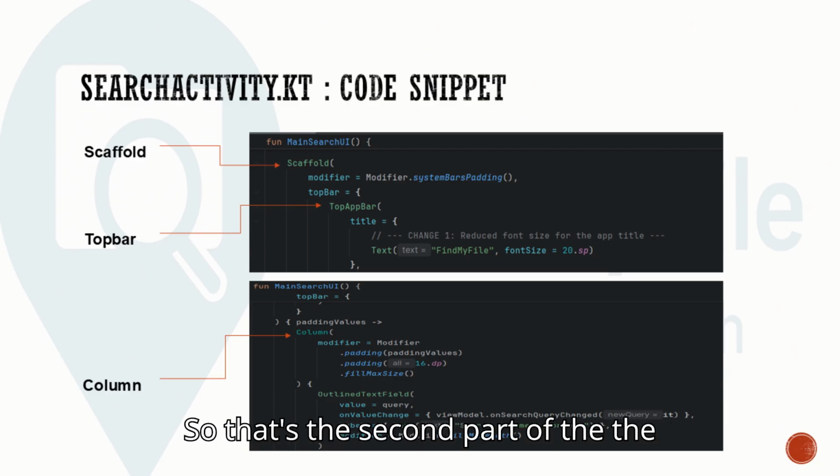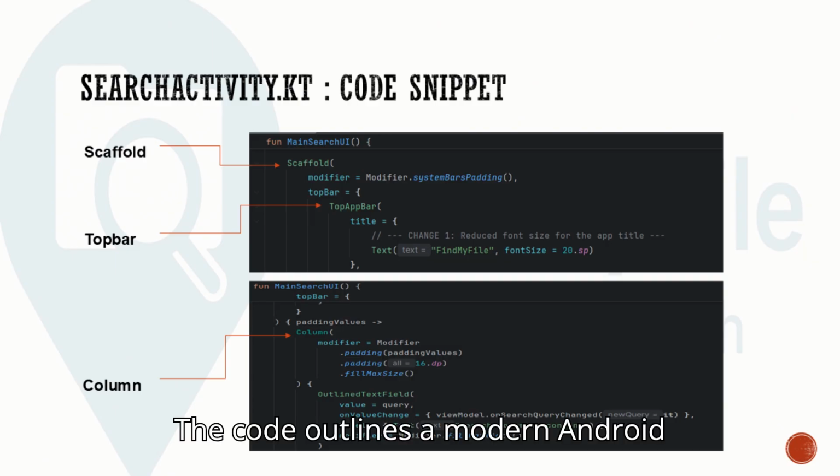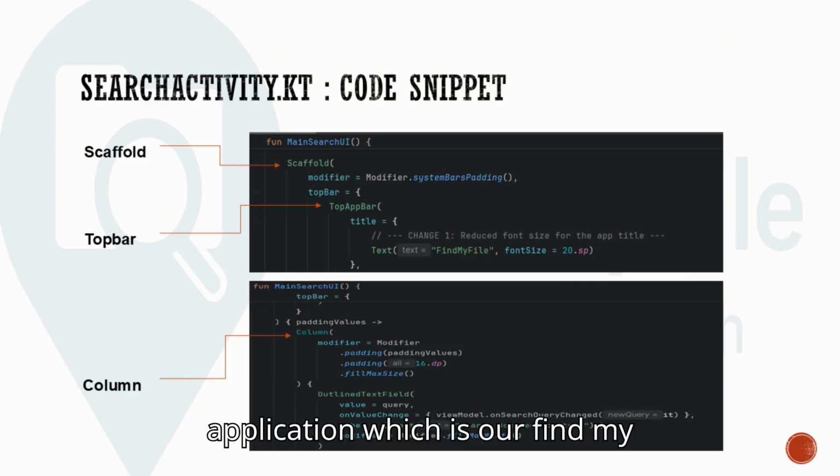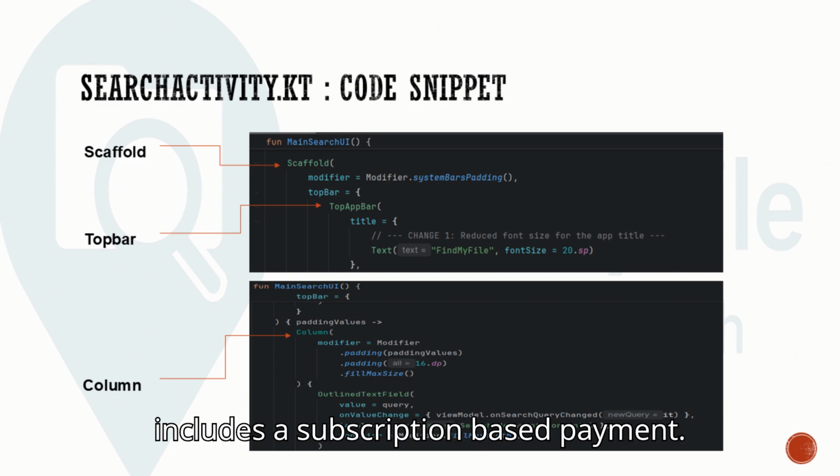So that's the second part of the bottom part of the screen. Inside this Scaffold, the code outlines a modern Android application, which is our Find My File, built using Kotlin and Jetpack Compose. The primary function is to search for text within the files on a user's device, and hence the app also includes a subscription based payment.